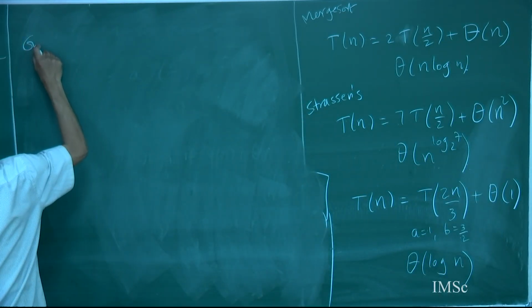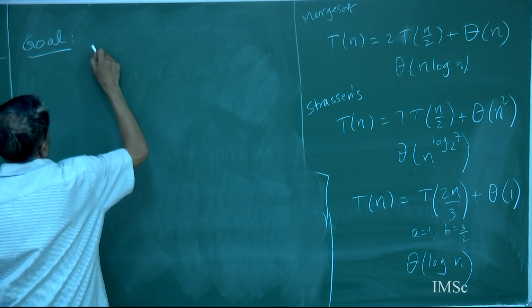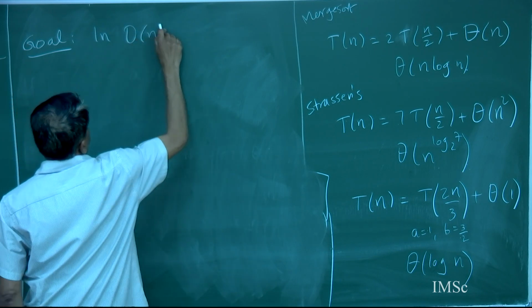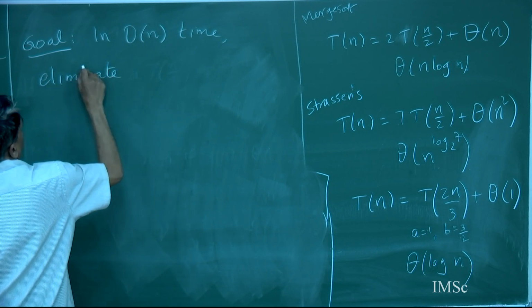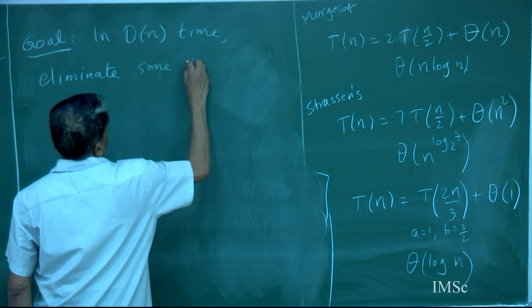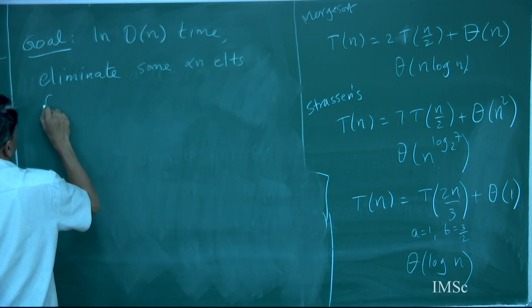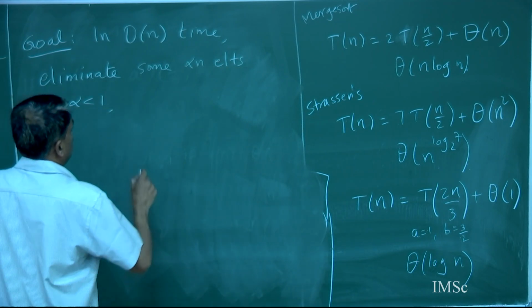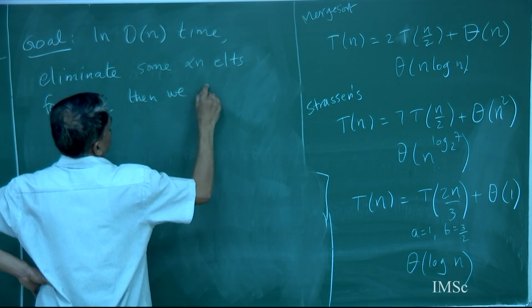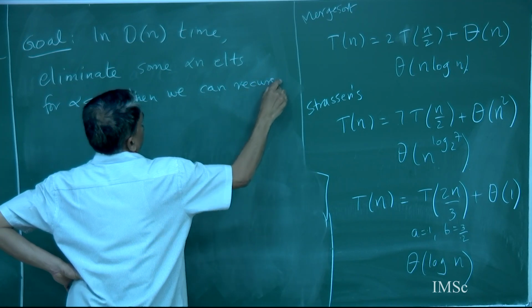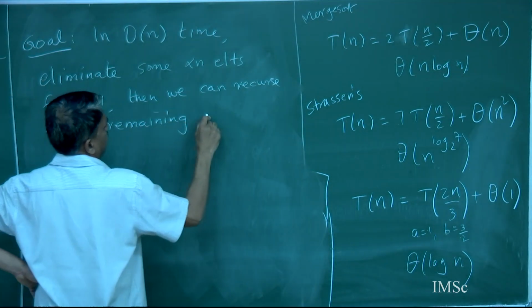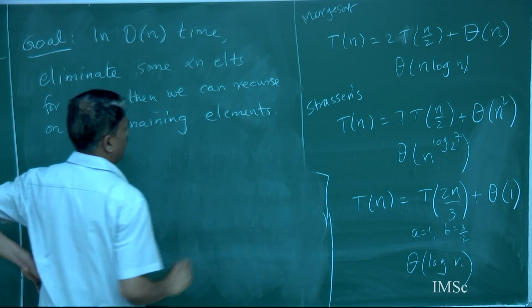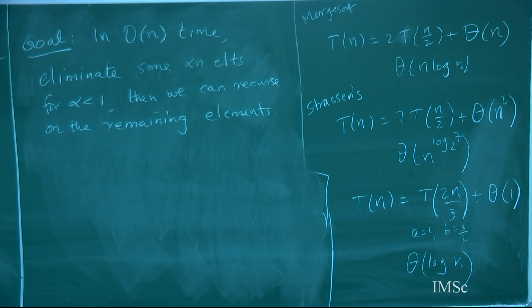So, goal: in linear time, eliminate some alpha n elements for alpha less than 1, then you can recurse on the remaining. Then this recurrence would give you a linear time.